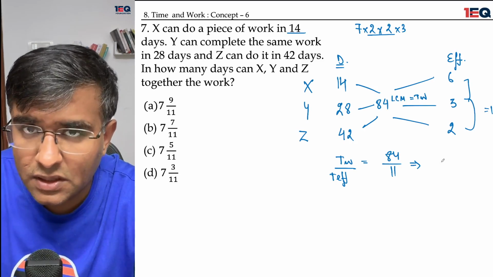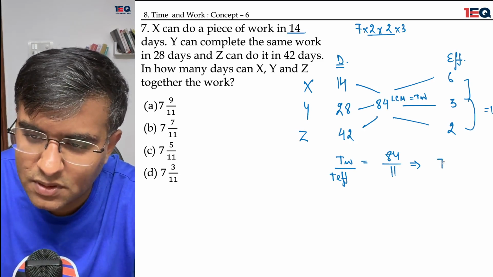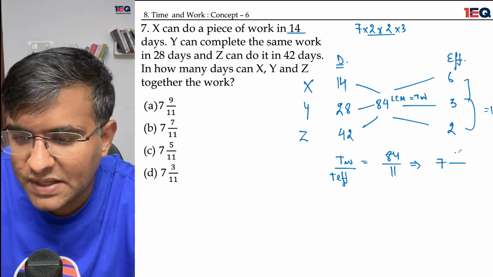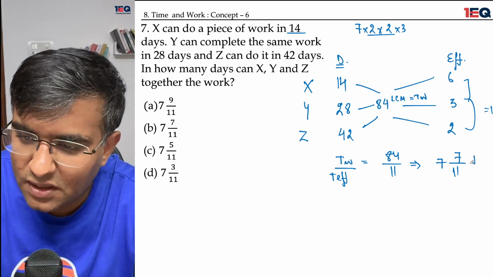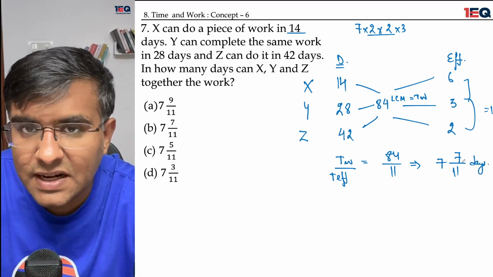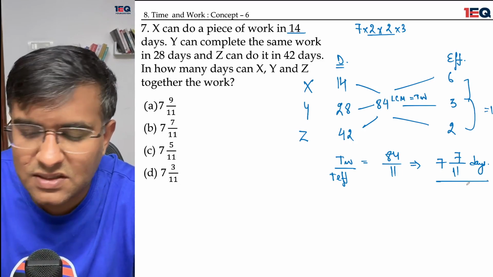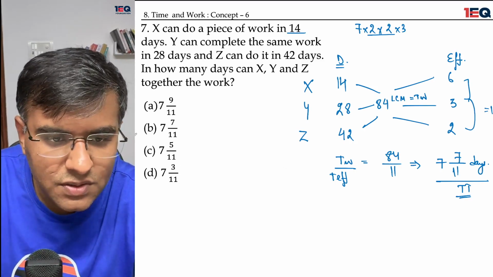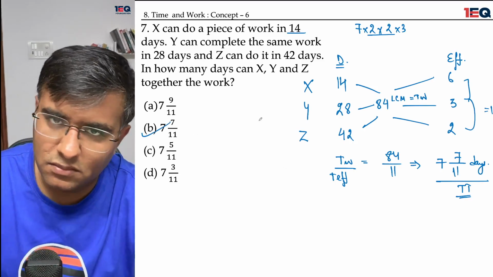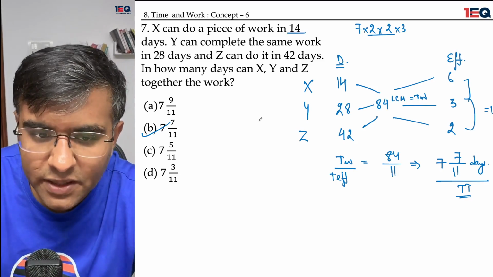84 upon 11 makes it 7. Yep, 7. 77 plus 7 makes it 84. So 7 by 11 days. 7 days and 7 by 11 days. This is going to be the total time that would be taken. So 7 and 7 by 11. This is my answer.